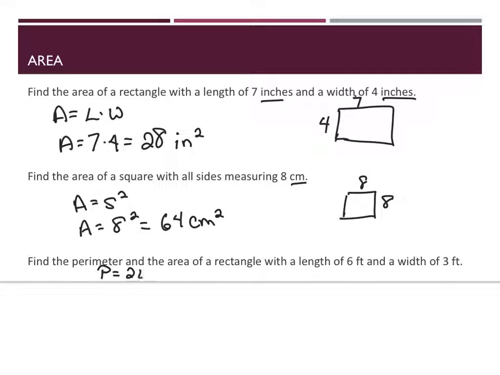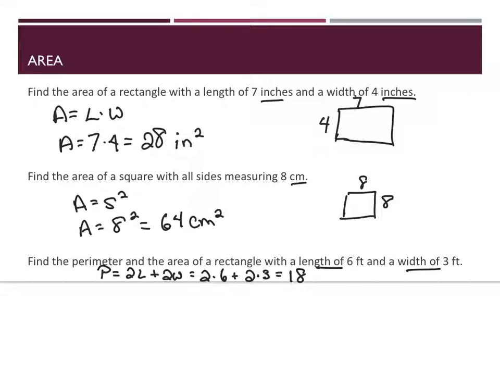Perimeter is twice the length plus twice the width. And if it tells me the length and the width, I just plug them in. 2 times the length of 6 plus 2 times the width of 3. Again, you could do it in pieces and parts, or you can type that into the calculator exactly the way it looks: 2 times 6 plus 2 times 3. That's 12 plus 6, which is 18, I believe.